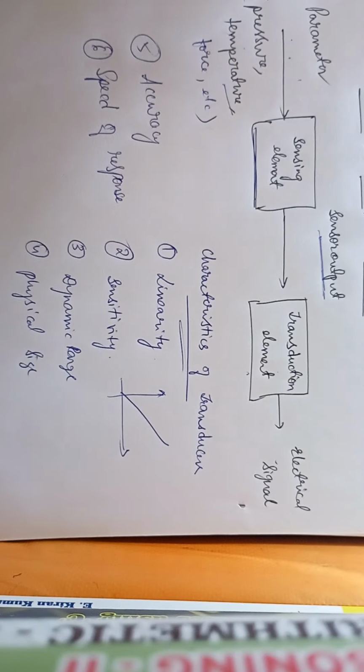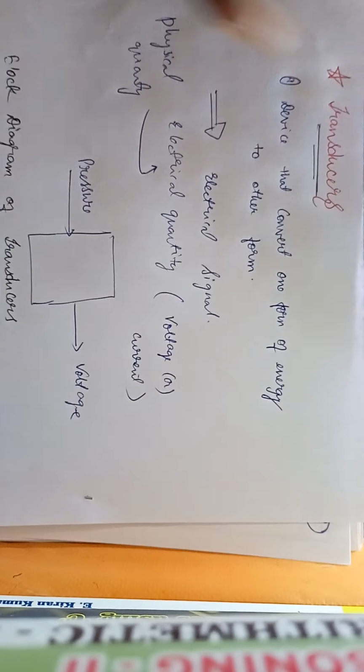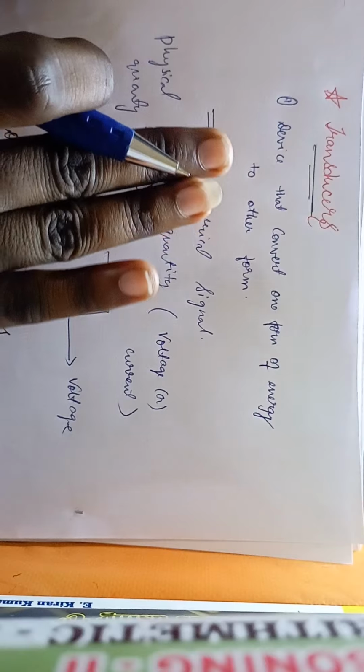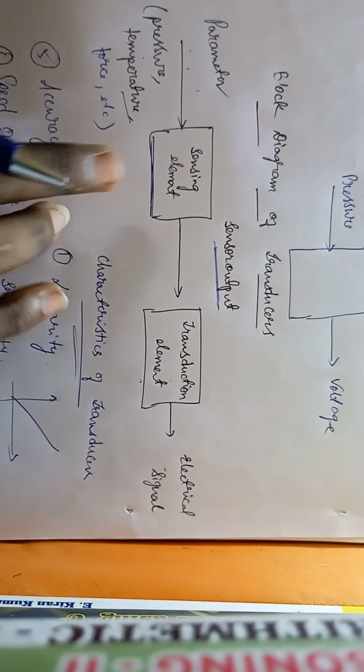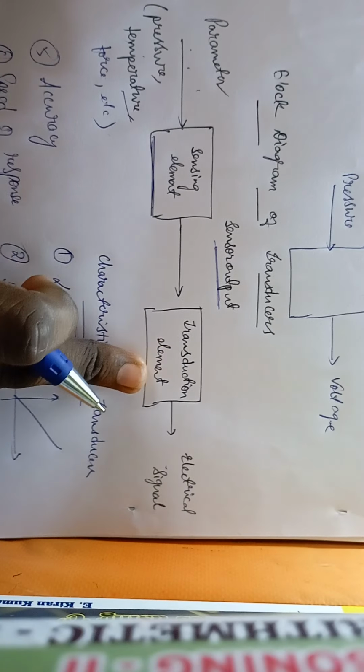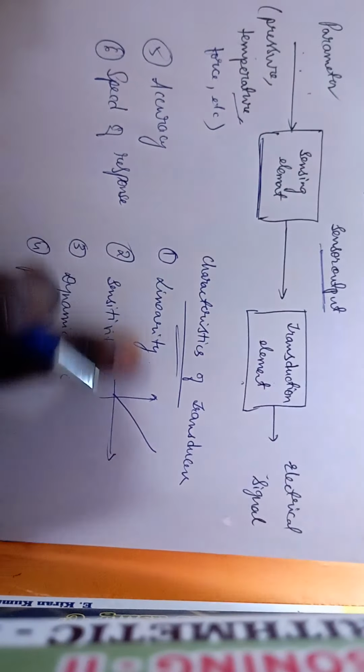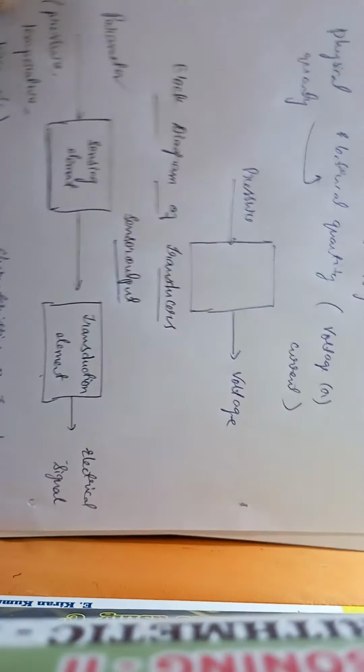So in this video we have learned what a transducer is. A transducer is nothing but a device to convert one form of energy to the other form. Next, we have seen the block diagram of a transducer. You have a sensing element and the transduction element. Next, we have seen the characteristics of transducers. I hope it's clear. Thank you.